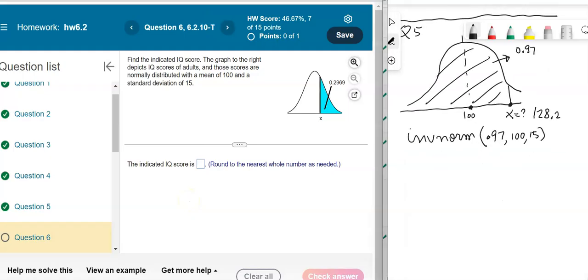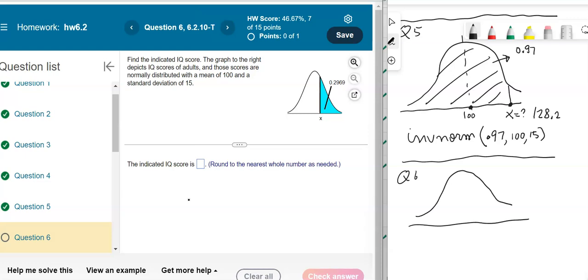Now, same thing, question number 6. They want you to find x. This area is 0.2969. In the middle is 100, so we'd like to find this x value. X has to be more than 100. But you always have to give the area to the left, so this area is 0.7031.